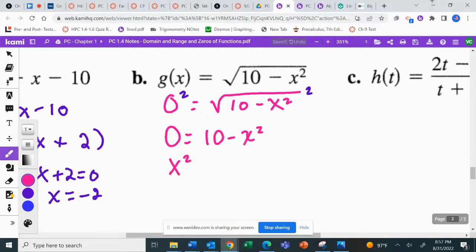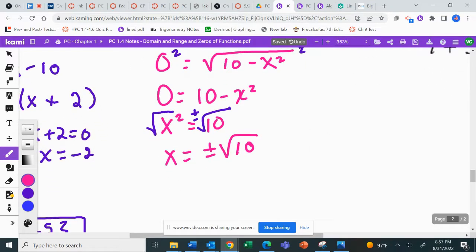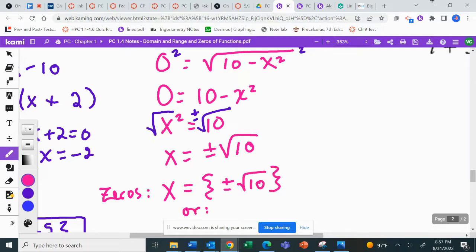I'm going to move the x squared over. Square root both sides, but when you put in the square root like that, you have to have the plus minus with it. Square root of 10 is not a perfect square, so I'm just going to leave it as square root of 10, or plus minus square root of 10. I'm not going to find the decimal approximation. And to write this as the zeros, we can write x equals fancy bracket. Since it's just plus minus square root 10, you can write it that way. You could also write it as negative square root of 10 comma square root 10.